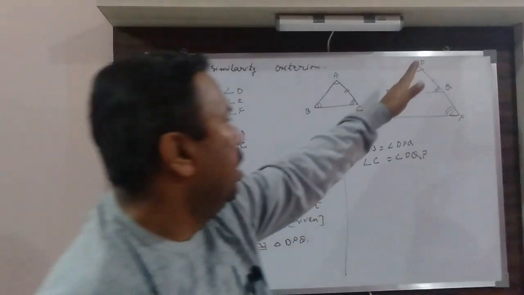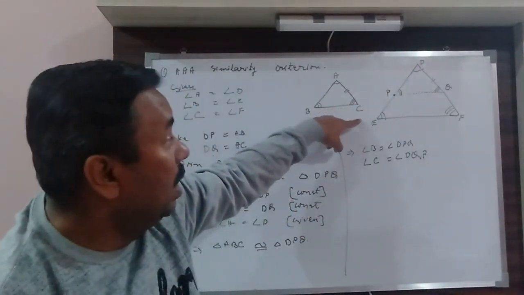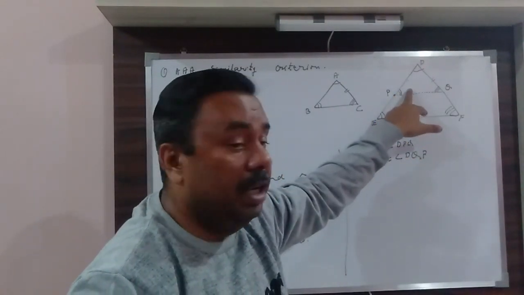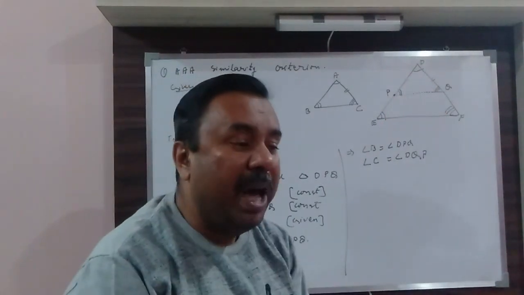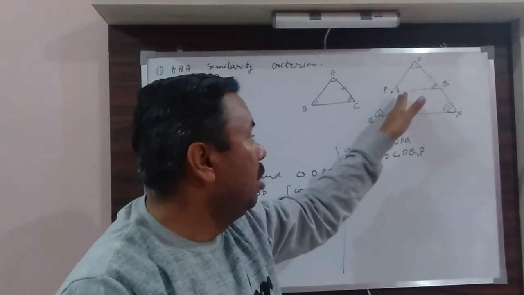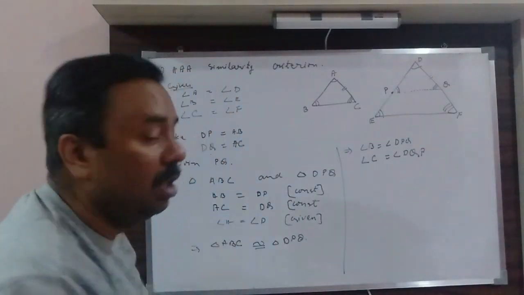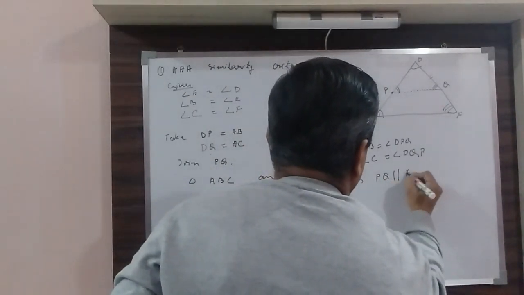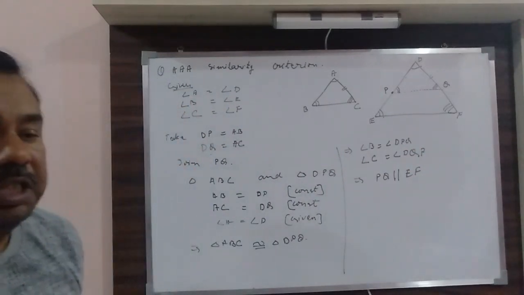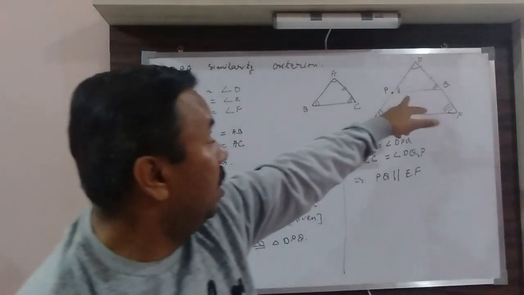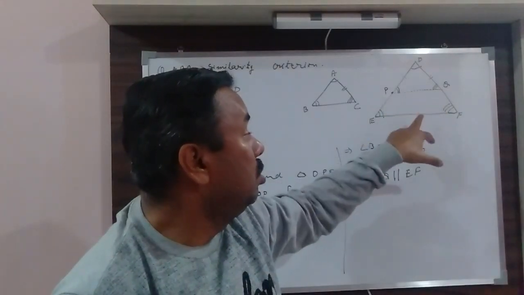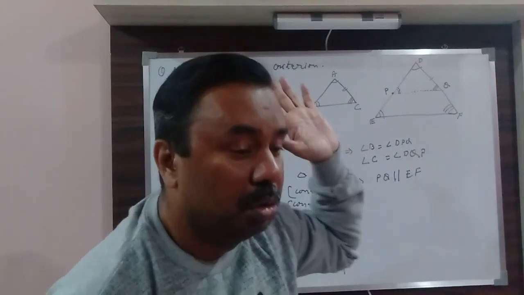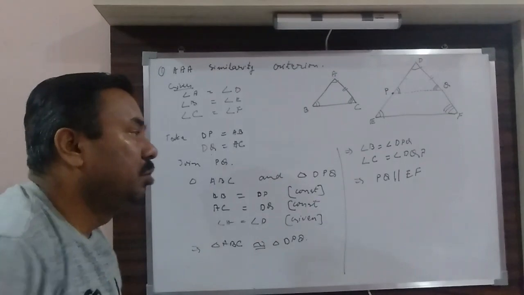Now, if you see DE as the transversal and these two are lines where the corresponding angles are equal, then as per the law of parallel lines, if the transversal between two lines makes equal corresponding angles, that means they are parallel. That means PQ is parallel to EF. And you have just studied that if a line is parallel to one side of a triangle, it will be dividing the other two sides in the same ratio.